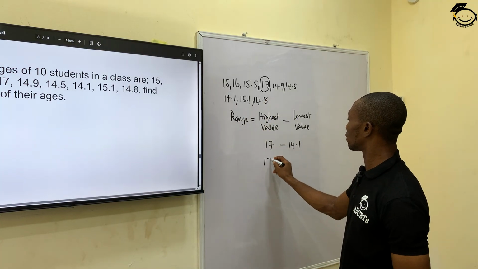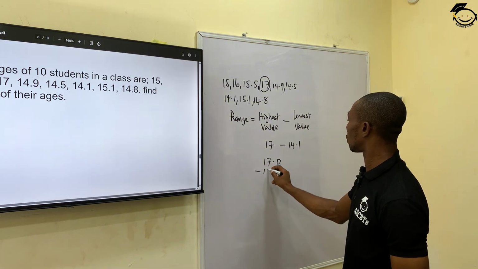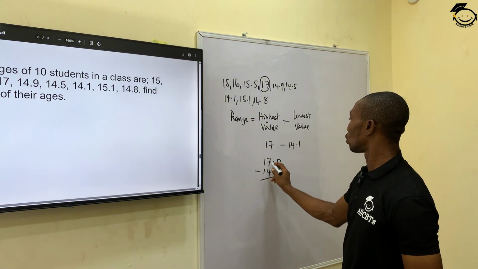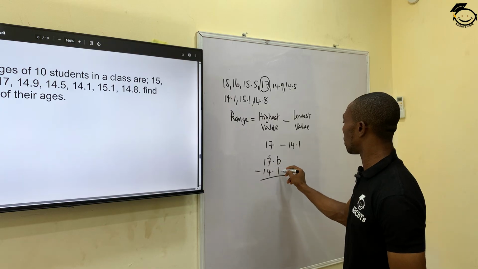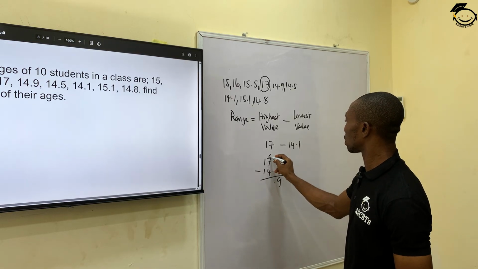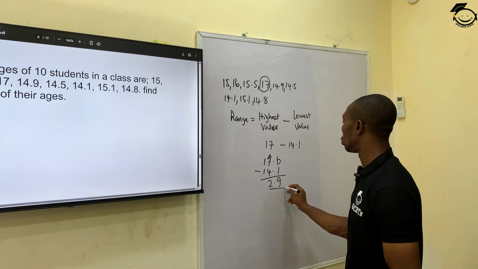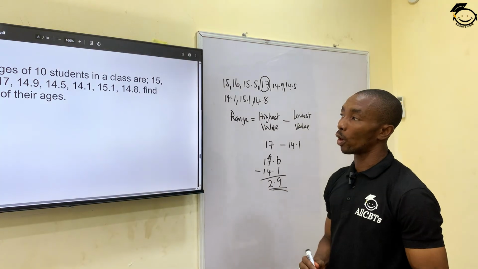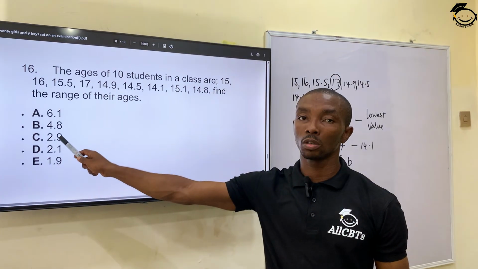So this becomes 17.0 minus 14.1. So if we subtract 1 from here, this will be 10 minus 1, 9, 6 minus 4, 2. So our answer will be 2.9, which is option C.